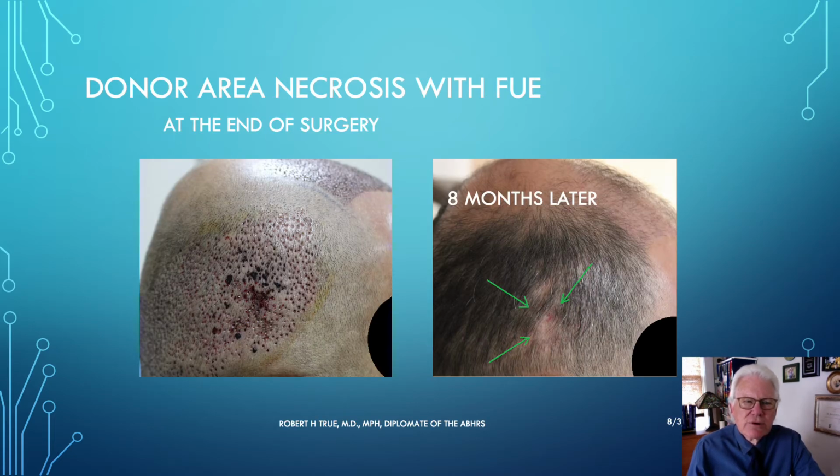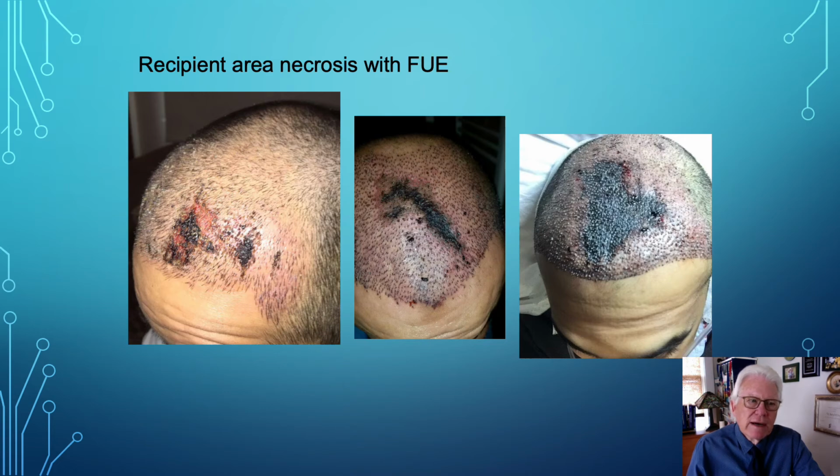This is an example of donor area necrosis with FUE. At the end of surgery, there appears a dusky area which gradually coalesces, forming a necrotic area, which will ultimately leave a scar in the donor region. This is a necrosis in 3 different cases in the recipient area with FUE.